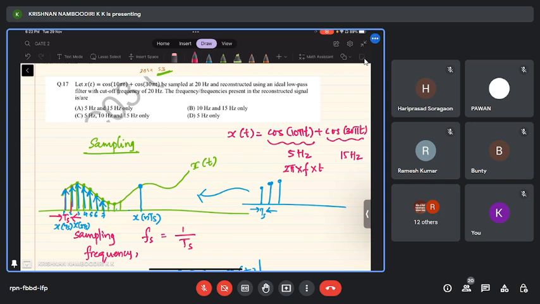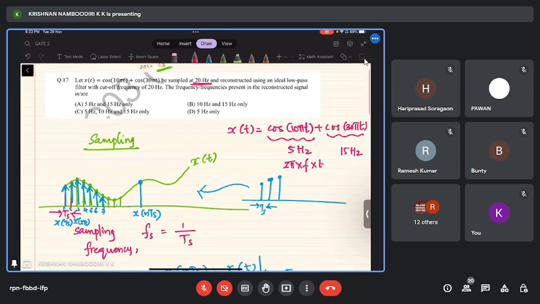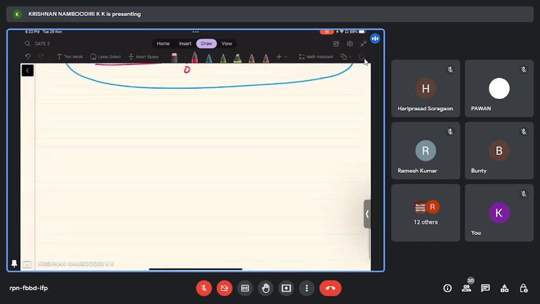The signal is cos 10 pi t plus cos 30 pi t, and I'm sampling that signal at 20 hertz. And I'm trying to reconstruct that signal using an ideal low pass filter with cutoff frequency, again 20 hertz. Okay. And it is asked to find out the frequencies present in the reconstructed signal. So is the question clear to everyone?